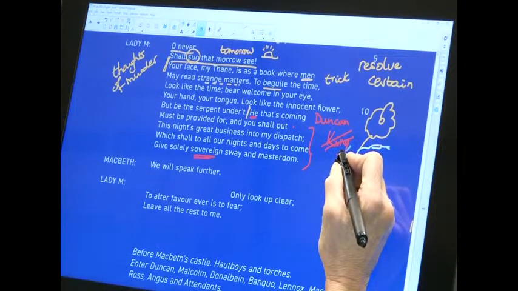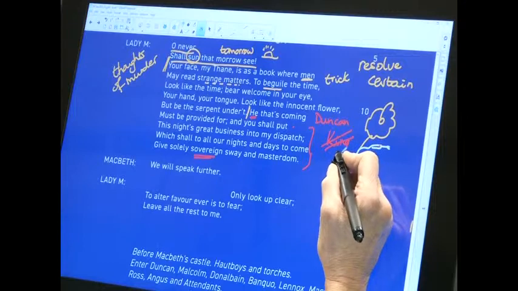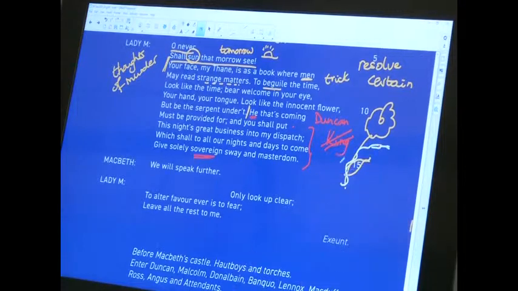And he says, we will speak further. And she replies, only look up clear, to alter favor ever is to fear. Leave all the rest to me. So we will speak further. What is his state of mind? What is he saying to her? I want to talk about this some more.